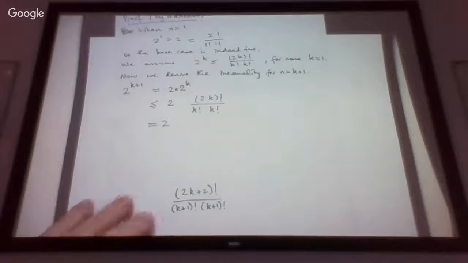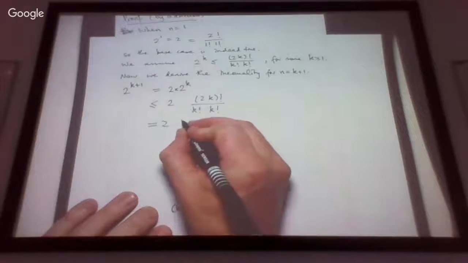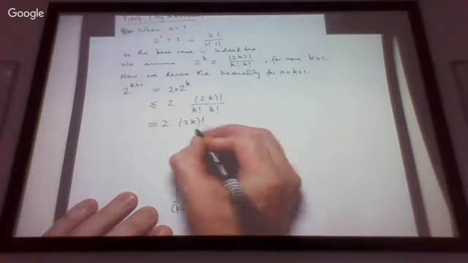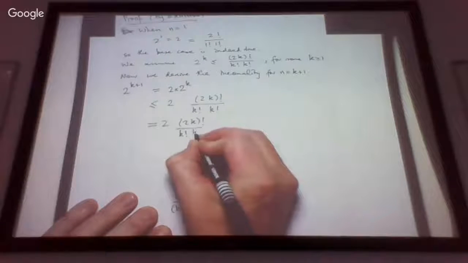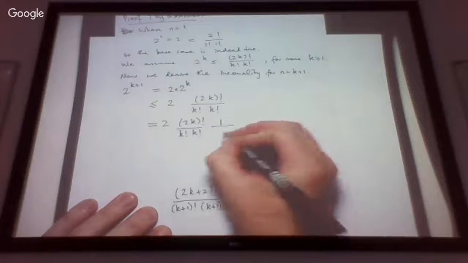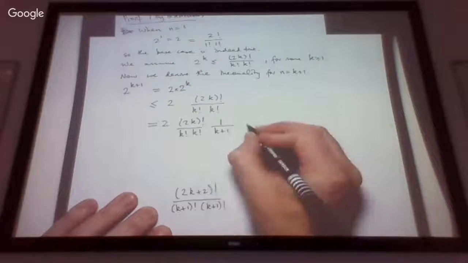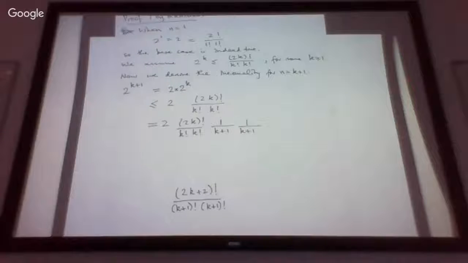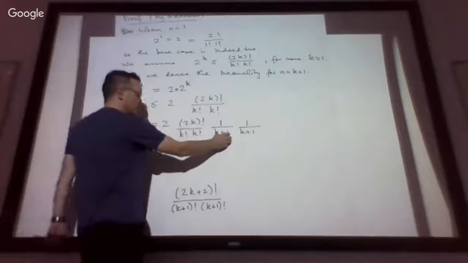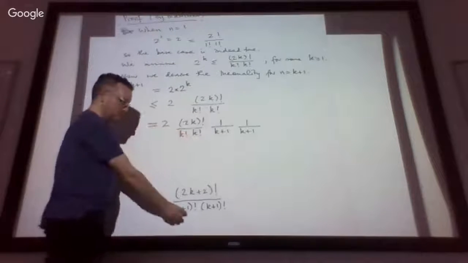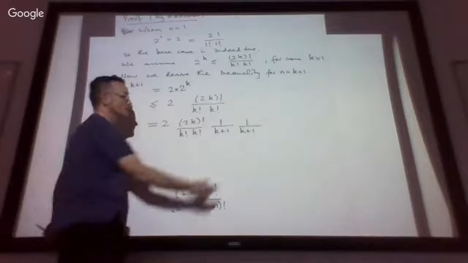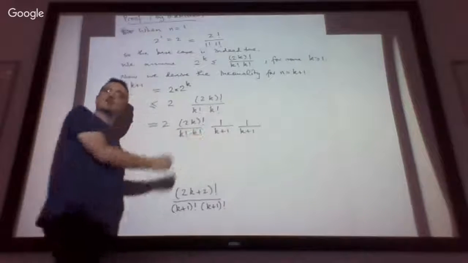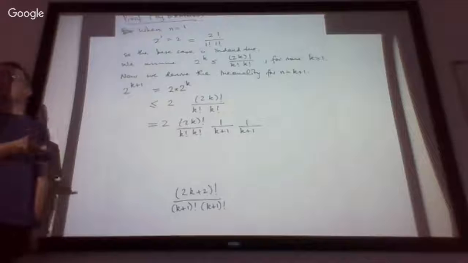Yeah? So what I need here, this is what I've got. What I need is an extra factor of 1 over k plus 1 and another extra factor of 1 over k plus 1. Because then I can multiply this one by k factorial, gets k plus 1 factorial. I can multiply that one by k factorial, and I get k plus 1 factorial.